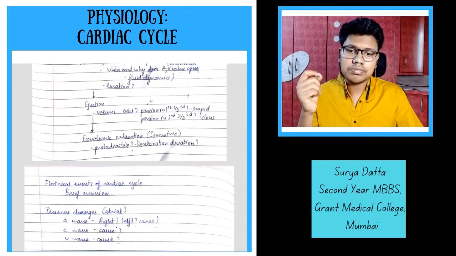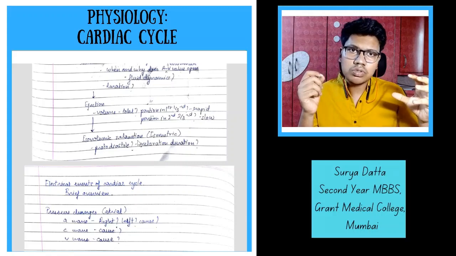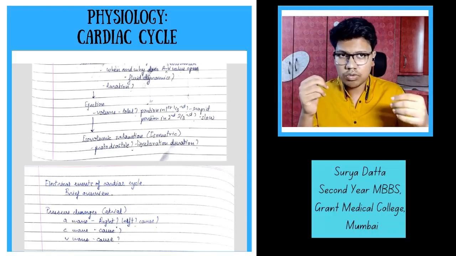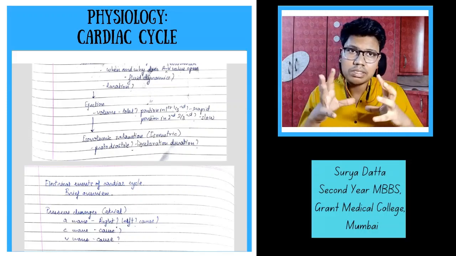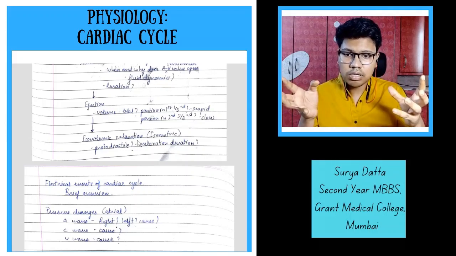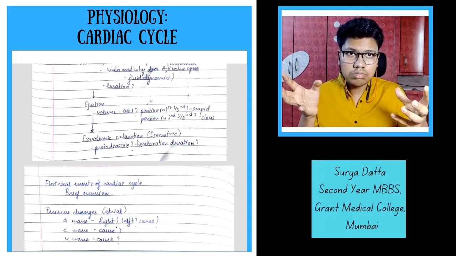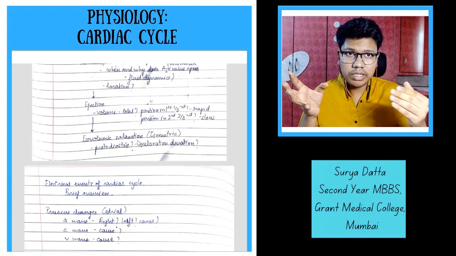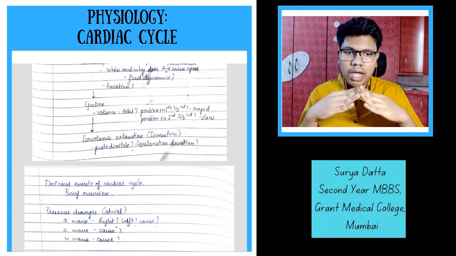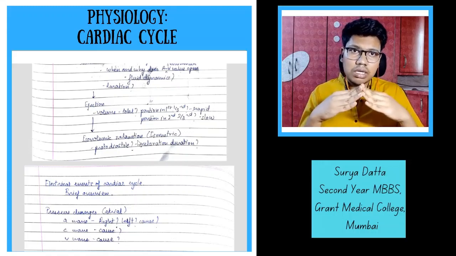Isovolumetric relaxation. So isovolumic or isometric, whichever one you want to call it, means the same thing. So basically what happens is that the ventricles are now going to relax. But, you know, there is going to be some change, right? There has to be some change. So in the body, everything is not instantaneous.